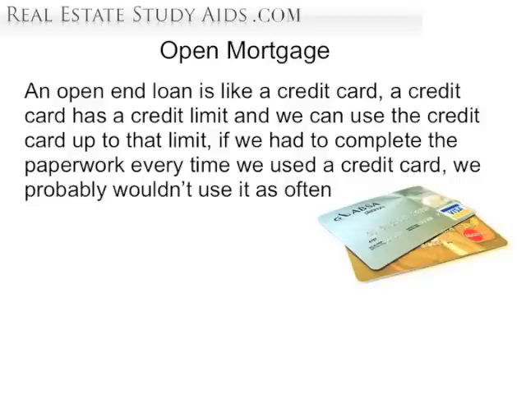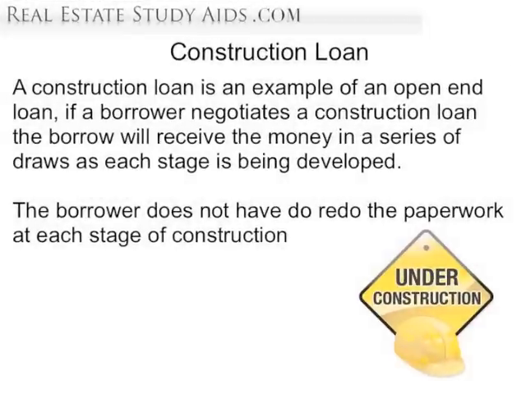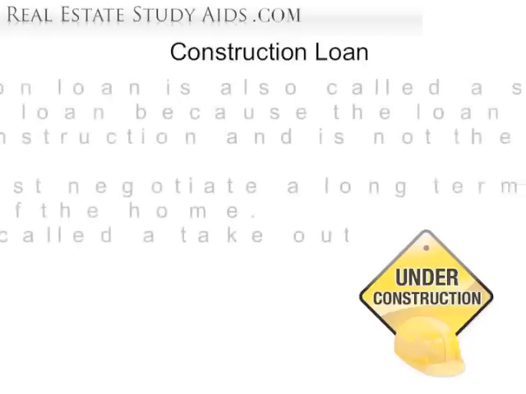If we had to complete the paperwork every time we used a credit card, we probably wouldn't use it as often. A construction loan is an example of an open-end loan. If a borrower negotiates a construction loan, the borrower will receive the money in a series of draws as each stage is being developed. The borrower does not have to redo the paperwork at each stage of construction.